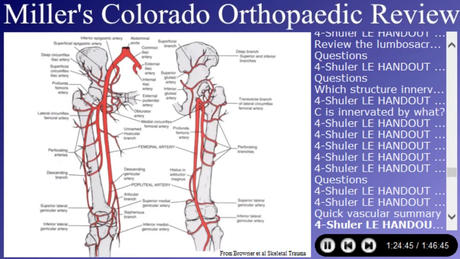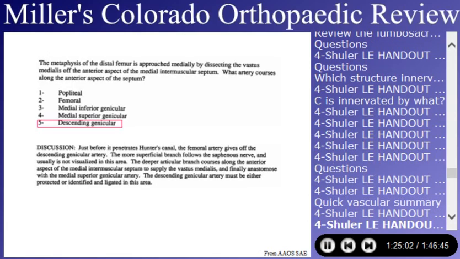One thing that's becoming a key testable item, and I'm not sure why, and I think it's just because we haven't paid attention to it, is this descending genicular artery. It should be seen on approaches to the medial aspect of the distal femur. Metastasis of the distal femur, approach medially, right there. Dissect the vastus medialis off the anterior aspect. What artery courses the anterior aspect of the septum? Descending genicular, what we just covered.